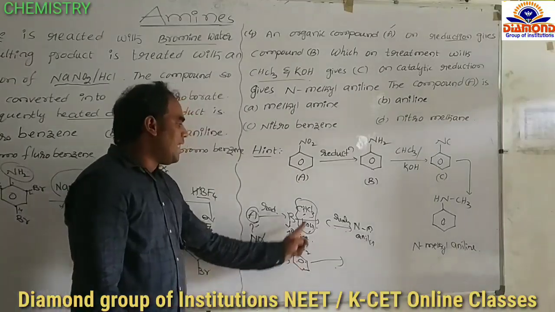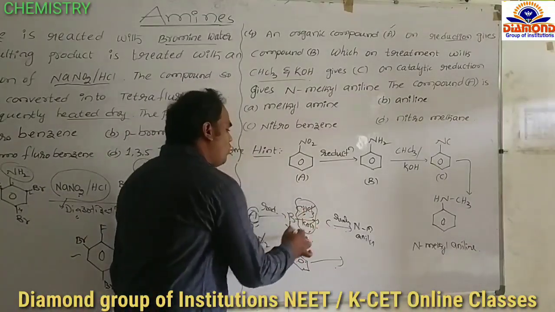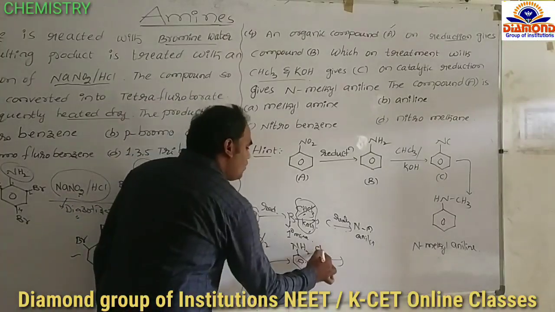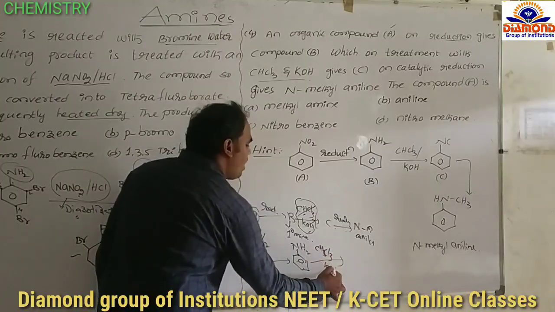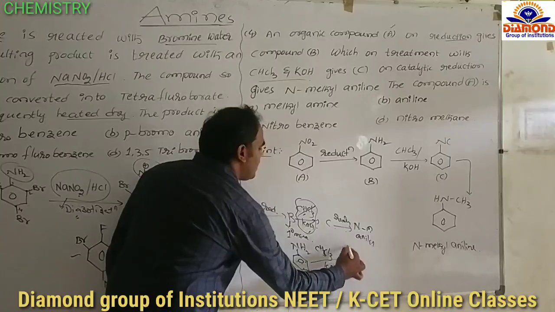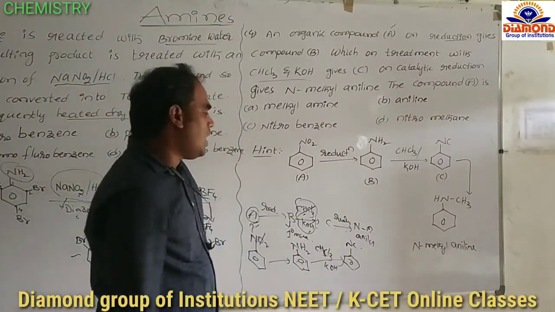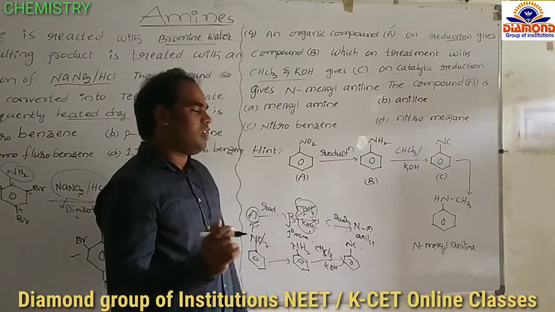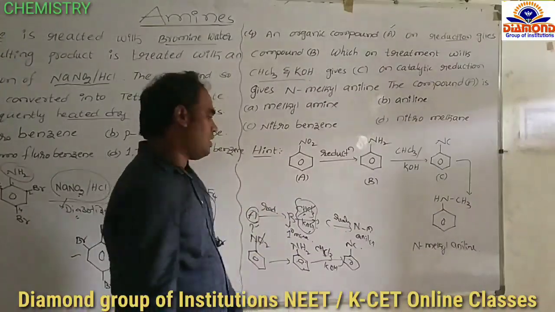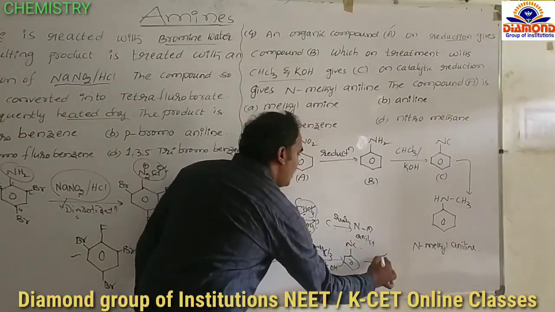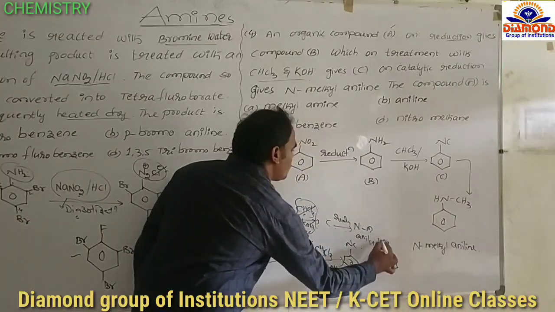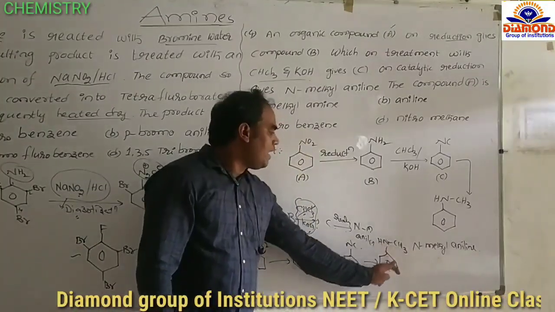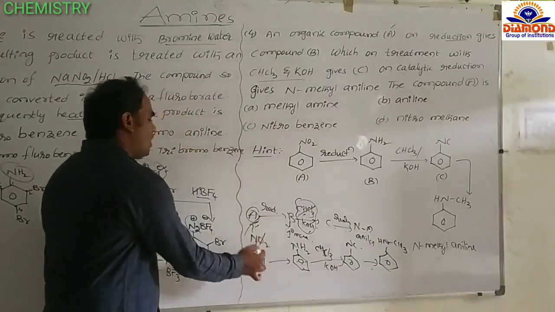That is B. So B reacts with chloroform and potassium hydroxide. We already know chloroform and potassium hydroxide are used for identification of primary amines. When the primary amine reacts with chloroform and potassium hydroxide, it forms an isocyanide, NC, and that isocyanide undergoes reduction. Isocyanide reduction means what again? Addition of hydrogen and removal of oxygen. Therefore, adding hydrogen to the nitrogen and hydrogen to the carbon, we get N-methyl aniline.